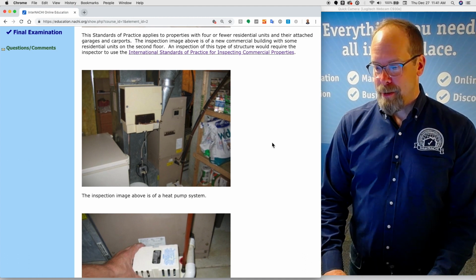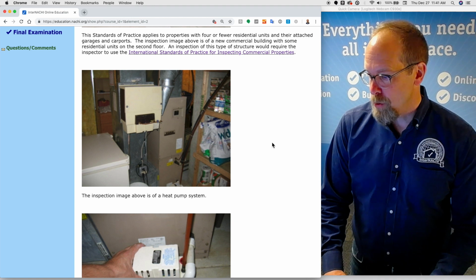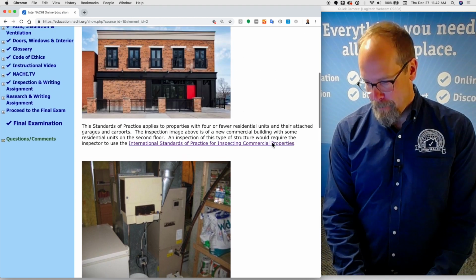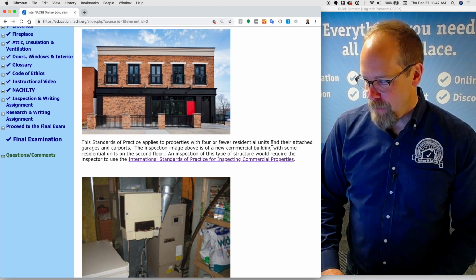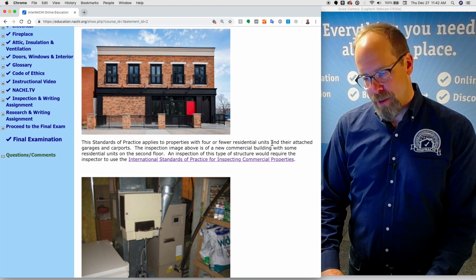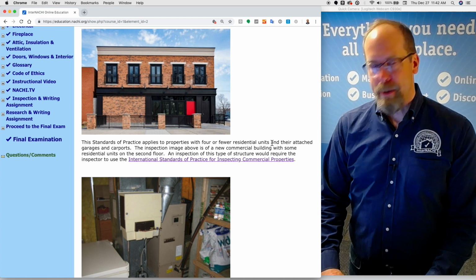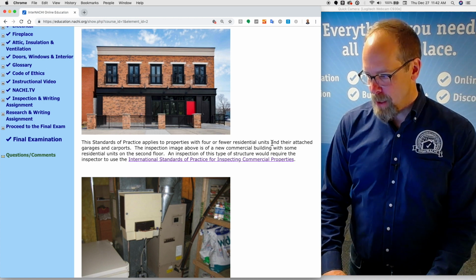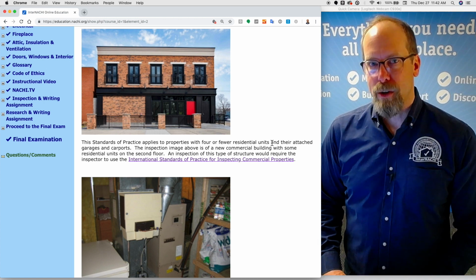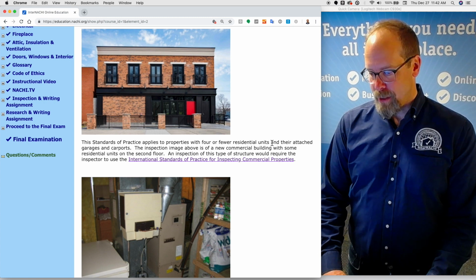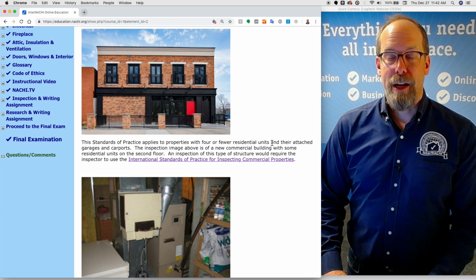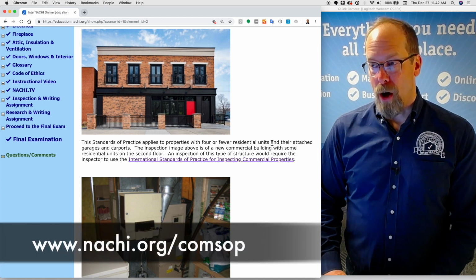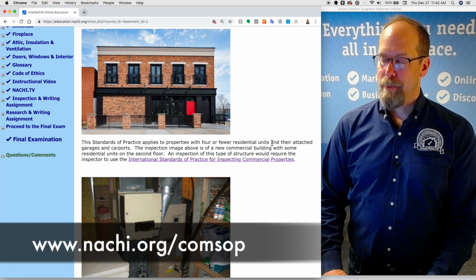Again, this standards of practice applies to properties with 4 or fewer residential units and their attached garages and carports. The inspection image above there is of a new commercial building with some residential units on the 2nd floor. An inspection of this type of structure with more than 4 units and a big commercial property like this would likely require the inspector to use the international standards of practice for inspecting commercial properties. And InterNACHI has those standards at nachi.org/COMSOP, C-O-M-S-O-P.